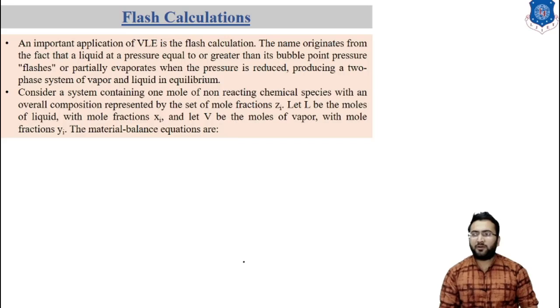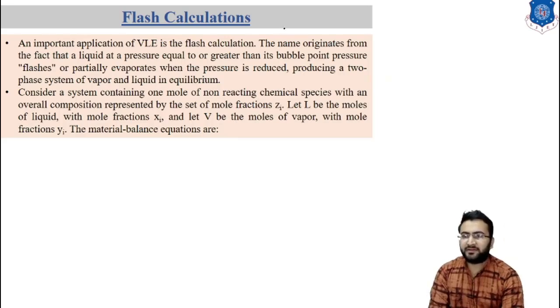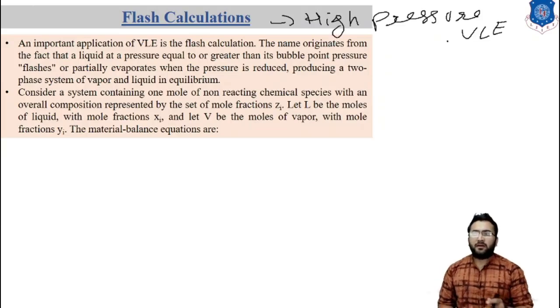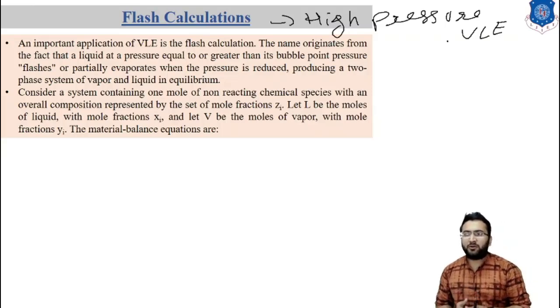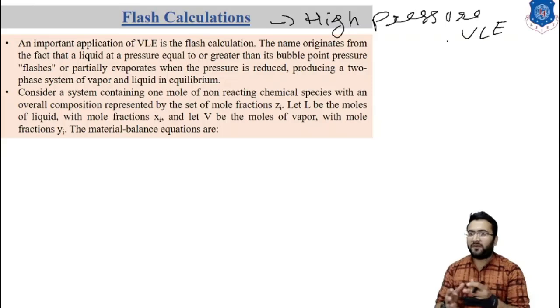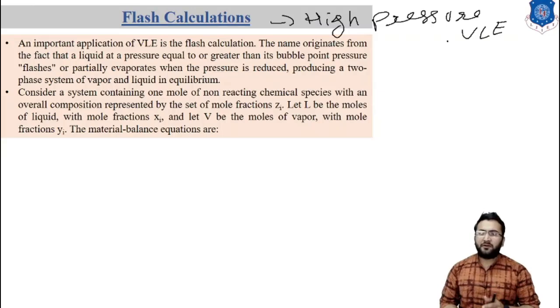Now let's discuss the flash calculation. Flash calculation is also known as high pressure VLE, whereas Raoult's law is only used for low or moderate pressure. But if we want to calculate VLE at high pressure, then we have to use the flash calculation. An important application of vapor liquid equilibrium is the flash calculation. The name originated from the fact that a liquid at a pressure equal to or greater than its bubble point pressure flashes, or partially evaporates, when the pressure is reduced, producing a two-phase system of vapor and liquid in equilibrium.